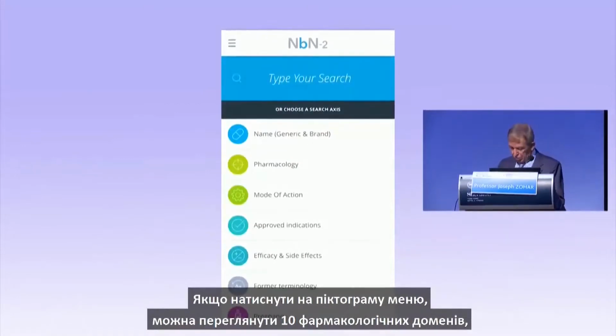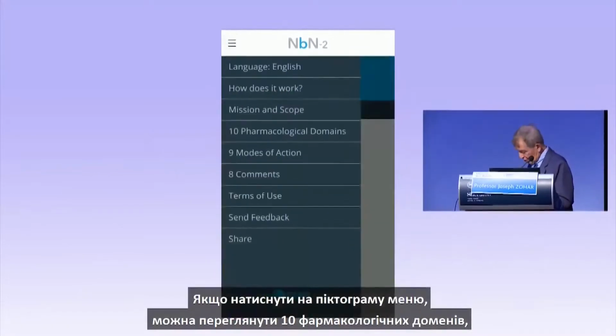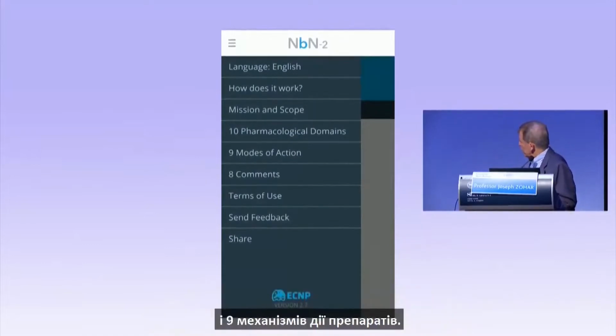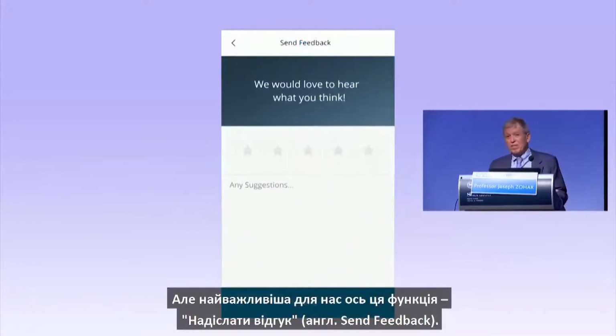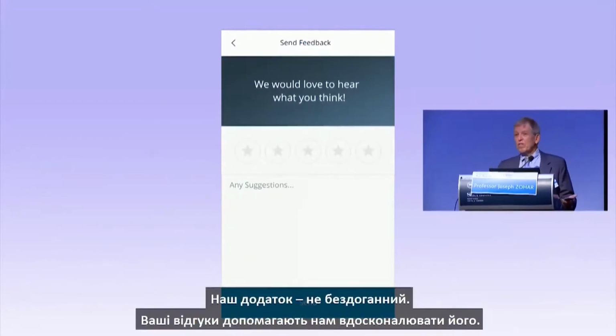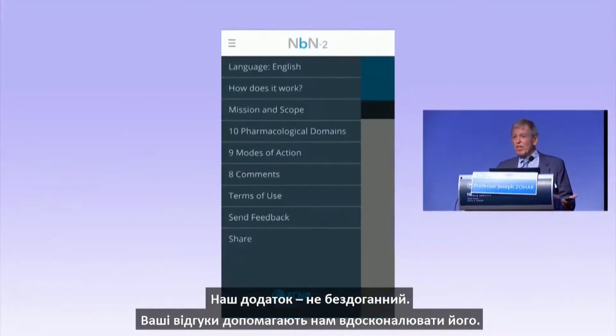Let me point out to you one of the most important parts of this. You push there, and then you get what I was talking about, the pharmacological domain and mode of action. But what is very important for us is this part, send feedback. We know that we don't have the perfect product, and we'd like to get feedback from all of you in order to improve it and to make it more useful.